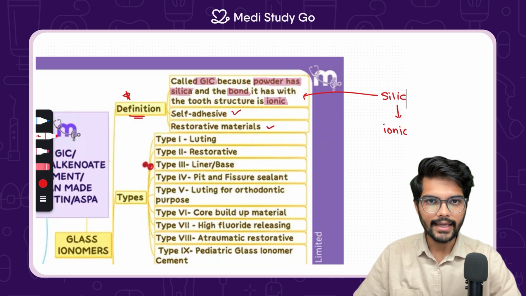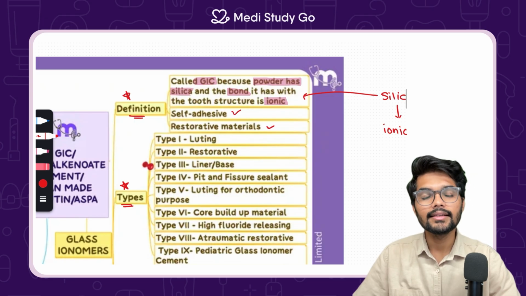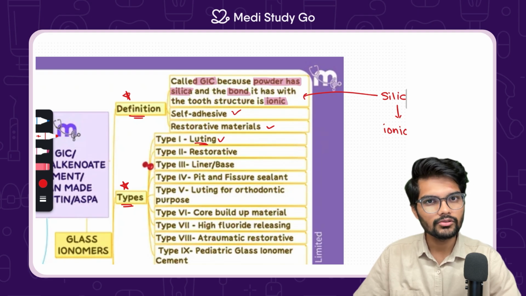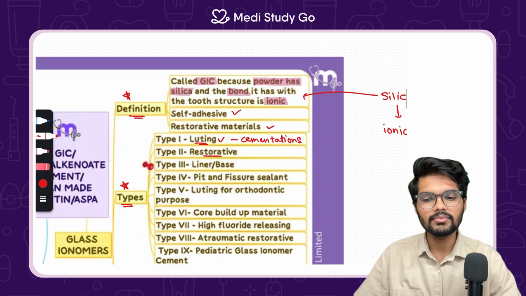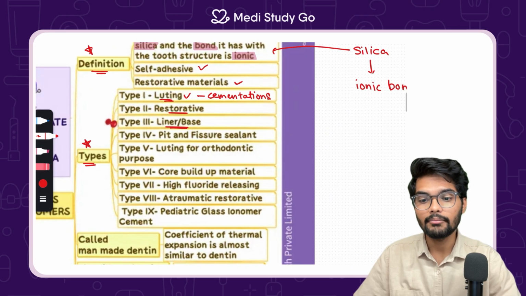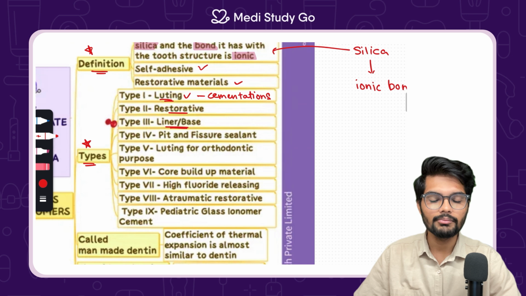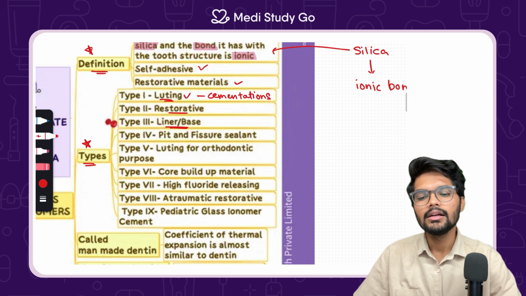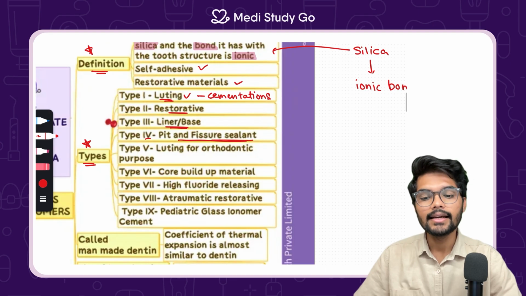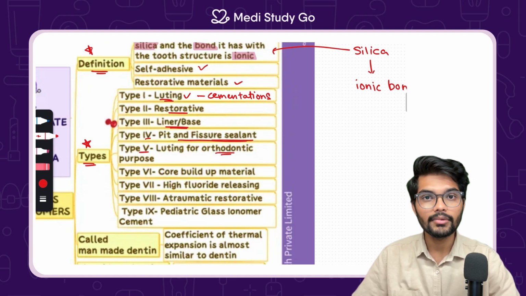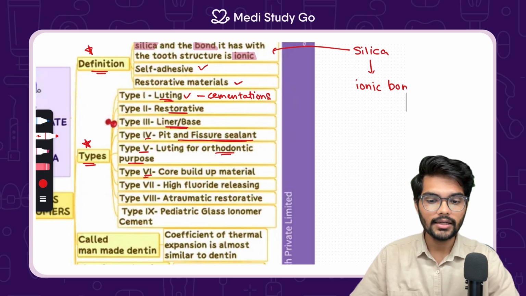Let us go through the types of GIC. Type 1 is the luting cement, which is basically used for cementations of crowns and FPDs. Type 2 is the restorative. Type 3 is used for liner and bases below the cavity, below the restorative material. Type 4 is used for pit and fissure sealing. Type 5 is again used for luting but for orthodontic purposes. Type 6 is used as a core build-up material.